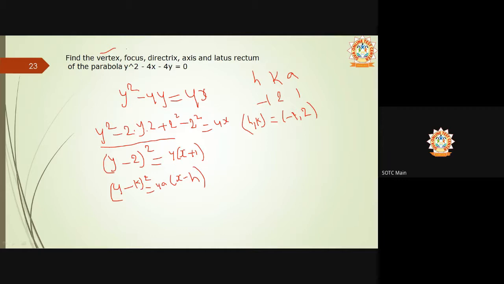Right? Next, focus. You can see y minus k whole square, so your parabola looks like this only. X has a positive coefficient, that is a positive sign, so it looks like this. So now your focus will become h plus a comma k. Now it will become minus 1 plus 1, which is 0, 2. Very good. 0, 2.